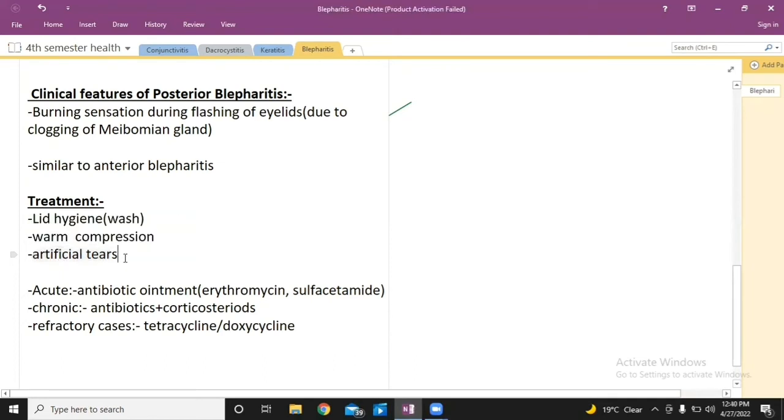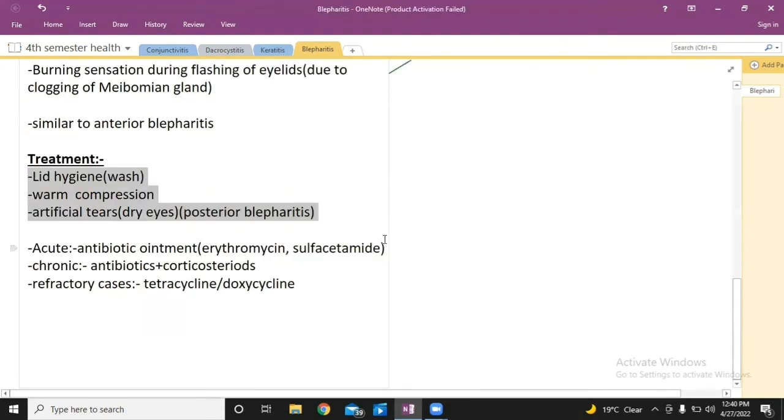For supportive treatment, artificial tears can be given. Artificial tears must be considered when there are dry eyes, just like I told you in posterior blepharitis, when there is less lubrication. So artificial tears should be considered. This is all about conservative treatment.